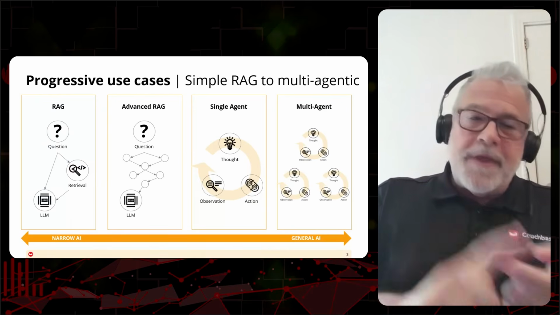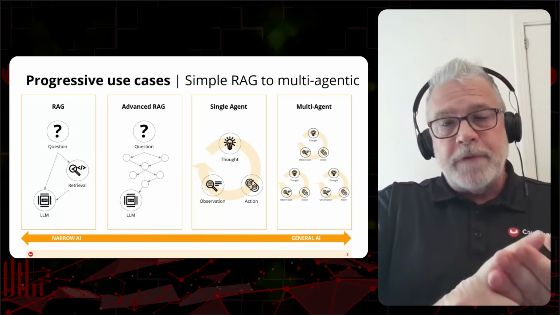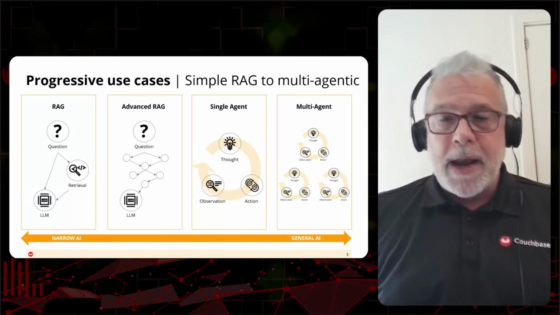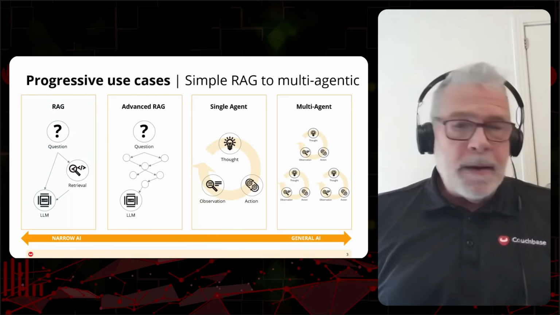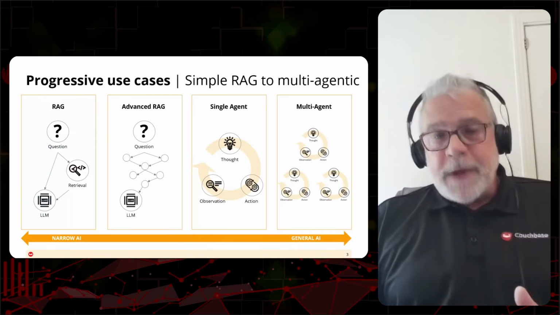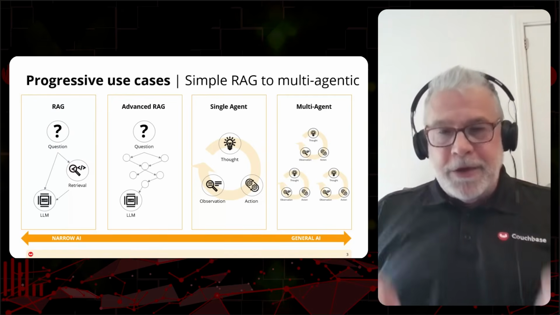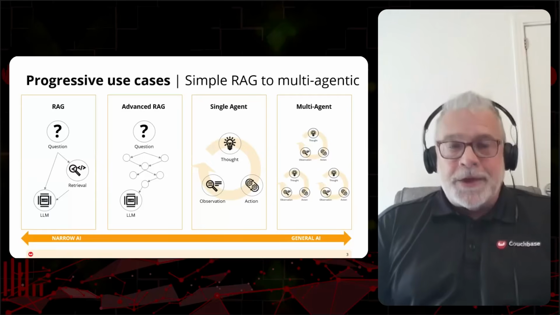The agent can think and take action and observe the result and then decide what to do next. So it's a loop, not a one shot. And it can call tools and call APIs and write to a database. And then on the far right, we've increased that exponentially: multi-agentic systems.